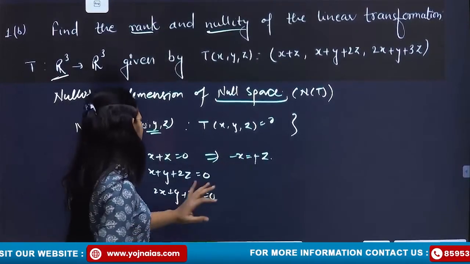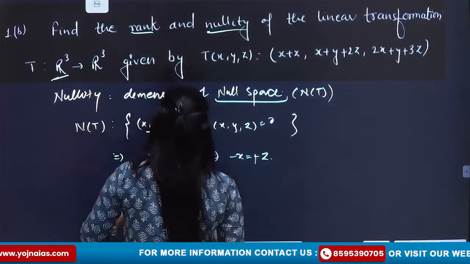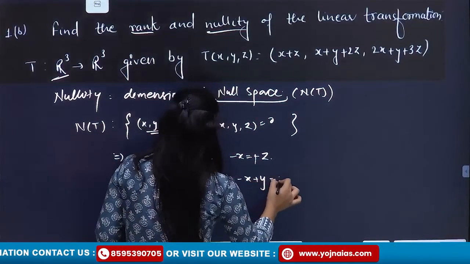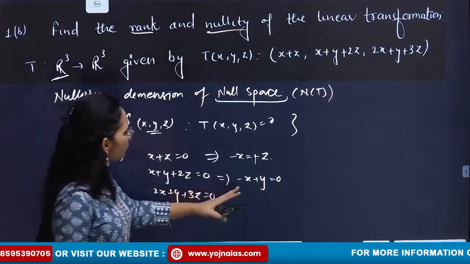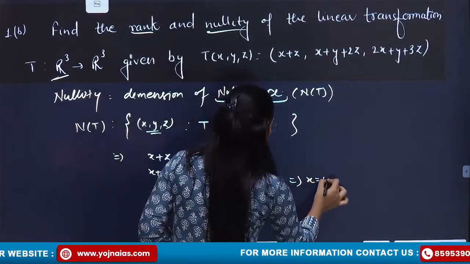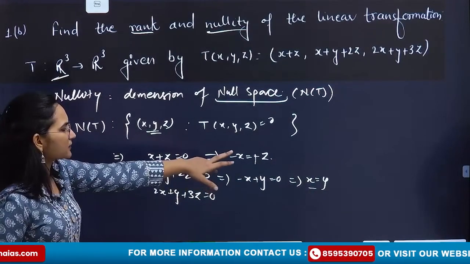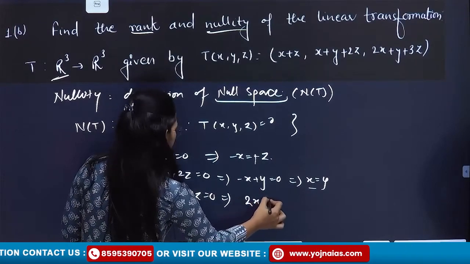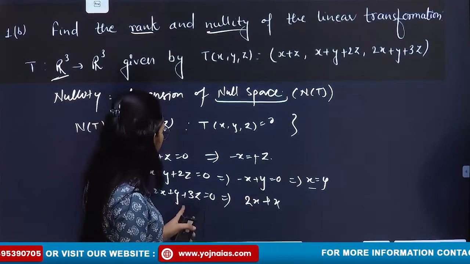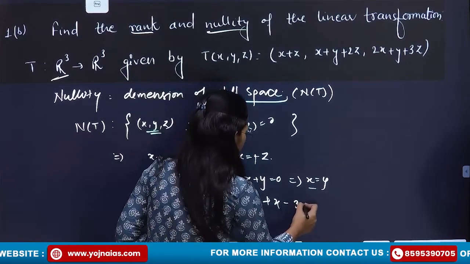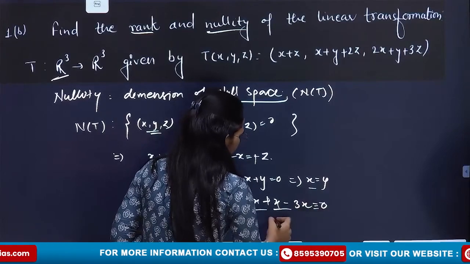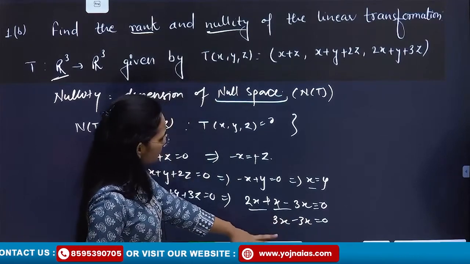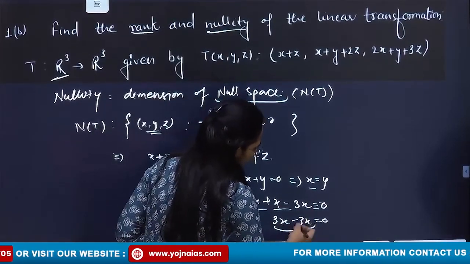If z is equal to minus x, then from this equation we get x plus y minus 2z, that is minus x plus y equal to 0, and if this is the case, then you will get x is equal to y. If x is equal to y and z is equal to minus x, then we get 2x plus x at the place of y, we would have x, and 3z is minus 3x, that is why x minus 3y is 0. If this is true, then you don't have any value for x.